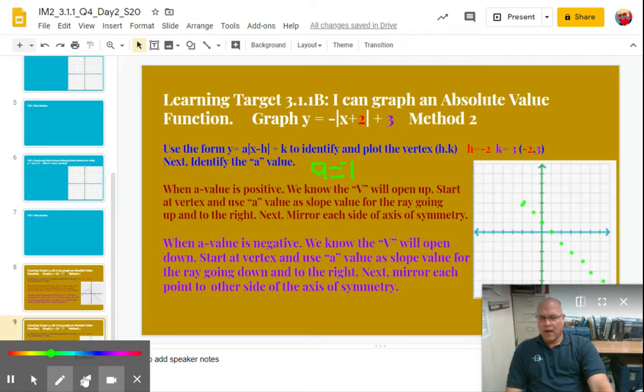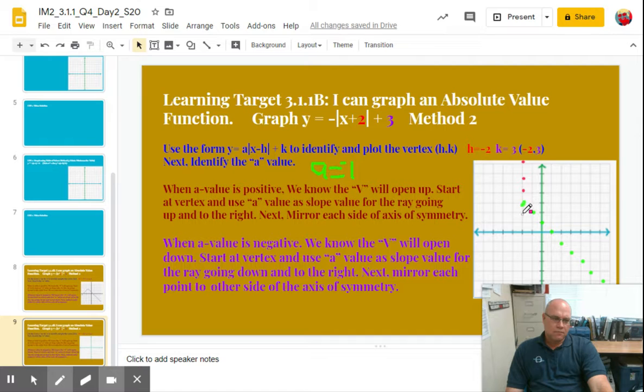All right, so now we think about that line of symmetry. Let's put the line of symmetry in. And then all we're going to do is mirror the other side like we did before. So 1 to the right, 1 to the left. 2 to the right, 2 to the left, the line of symmetry. 3 to the right, 3 to the left. Or you might start to see that the slope is just going down 1 left 1, down 1 left 1, right? So we just continue that pattern as well. And then you connect your dots, you got your pretty graph for your absolute value function.